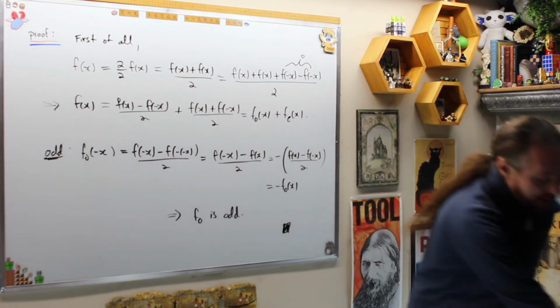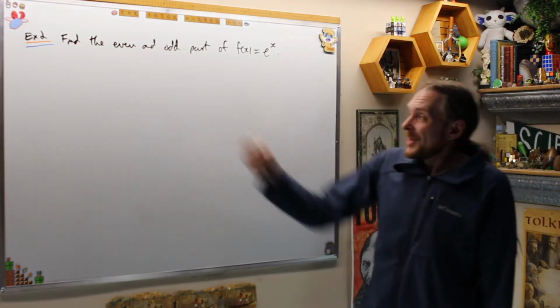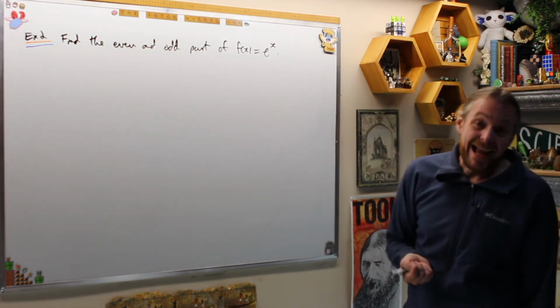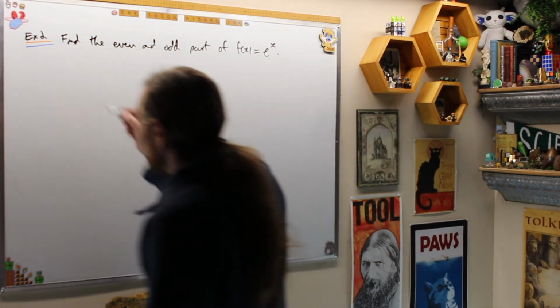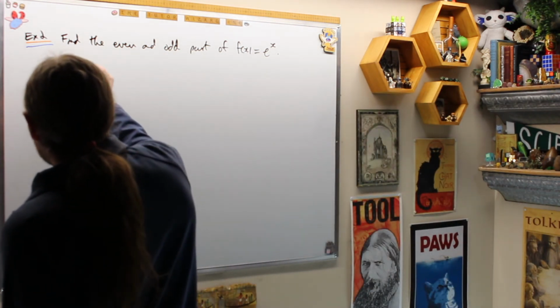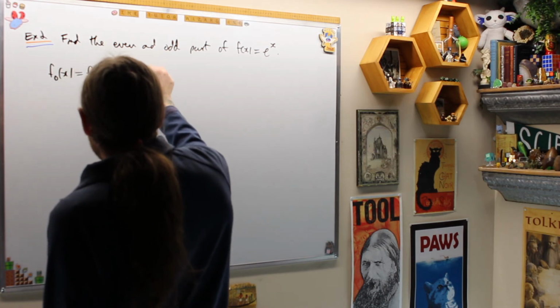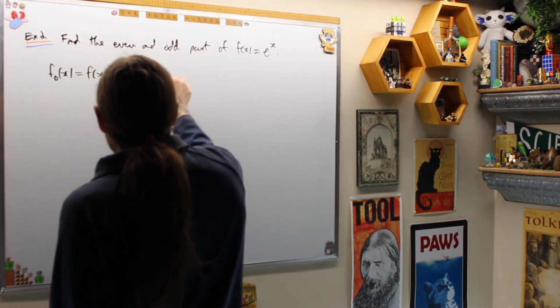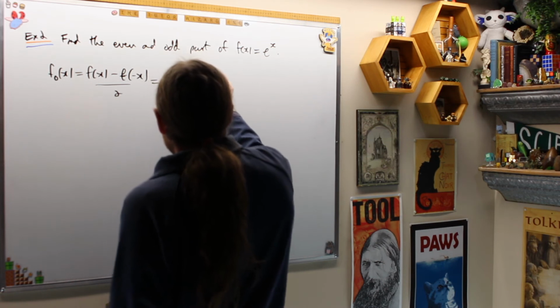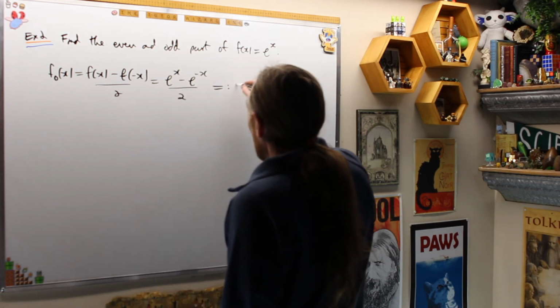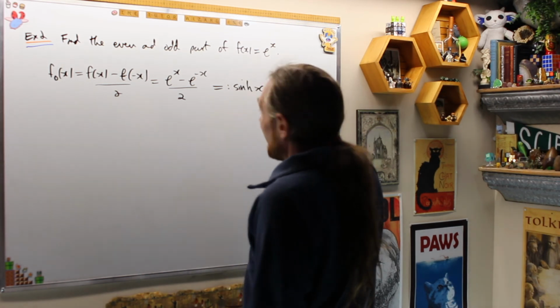Well, what we're going to do now is, let's erase this quickly. So now we have example 2, we can find the even and odd part of e to the x. What happens when we do that? Well, fo of x is going to be f of x minus f of negative x over 2, which is e to the x minus e to the negative x over 2. And this is what we're going to define as sine hyperbolic x.